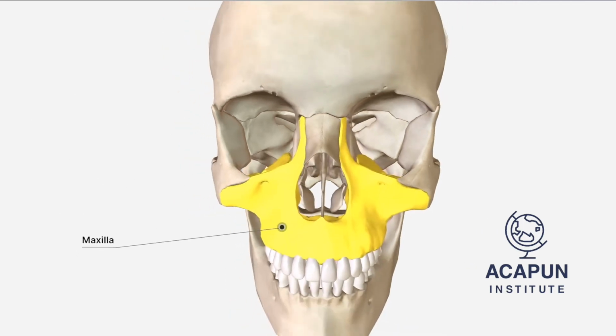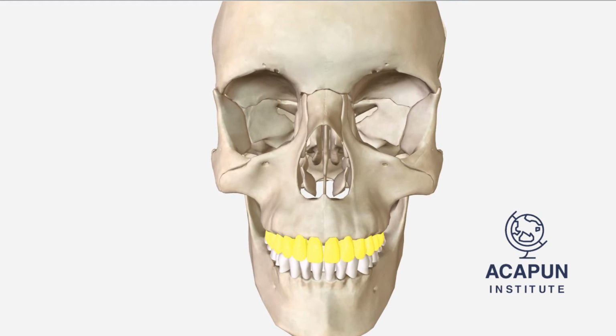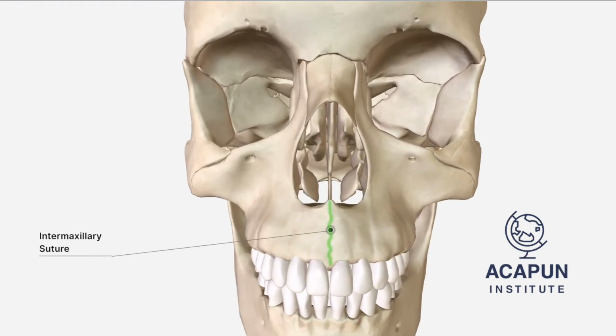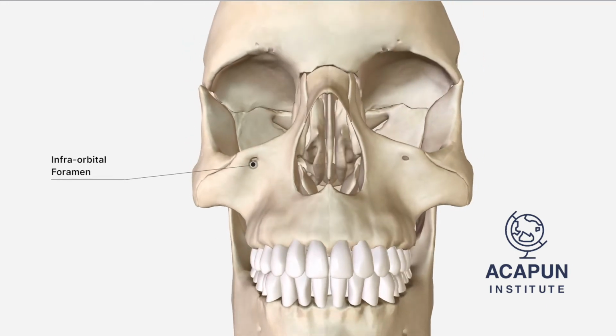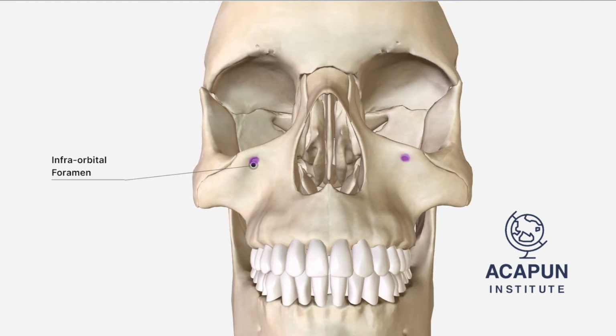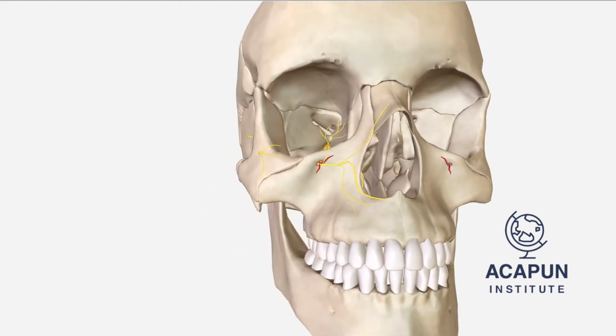The maxilla forms the upper jaw. The maxillary alveolus contains tooth sockets which house the maxillary teeth. The two maxillary bones join together in the midline at the intermaxillary suture. The maxilla contains a small foramen, the infraorbital foramen, which transmits the infraorbital nerve and vessels. Fractures of the orbital floor involving the maxilla can easily involve this foramen and compromise these structures.